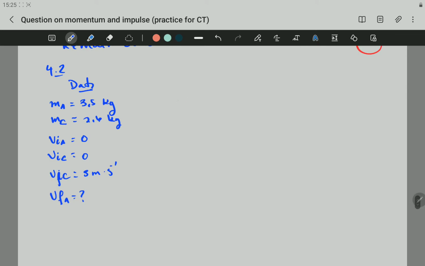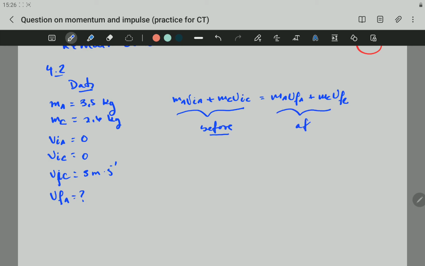So using the principle, we can say that the mass of skateboard A multiplied by the initial velocity of skateboard A plus the mass of the cat multiplied by the initial velocity of the cat is equal to the mass of skateboard A multiplied by the final velocity of skateboard A plus the mass of the cat multiplied by the final velocity of the cat. Okay, this is the information. This is before the cat jumps. This is after.